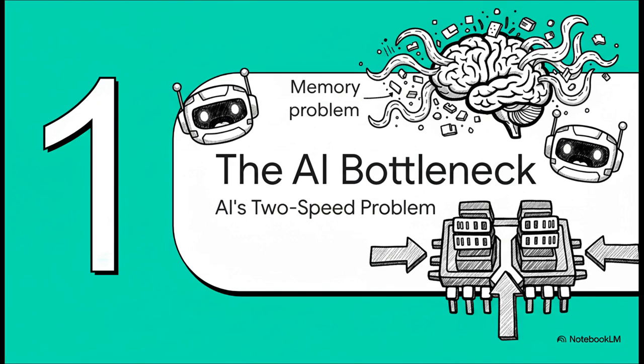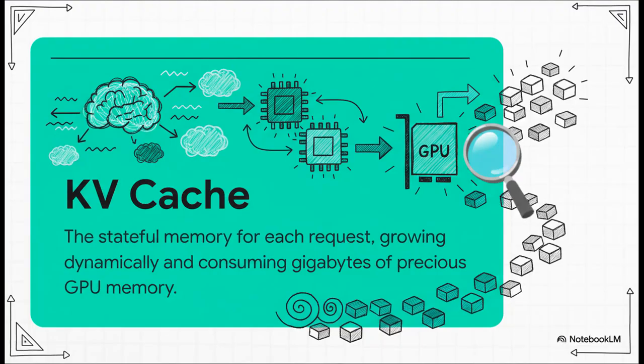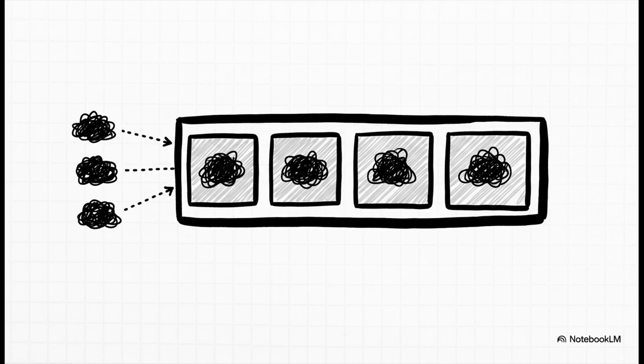The first one starts with a massive, massive memory problem. Okay, so at the absolute core of this memory issue is something called the KV cache. You can think of it as a short-term memory for every single conversation. The catch is, this cache gets bigger with every single word you type, and it just starts eating up gigabytes of really, really precious GPU memory. The thing is, in the early days of these systems, the way they allocated space for this growing cache was just incredibly inefficient. And that led to a huge amount of wasted memory, a problem we call fragmentation.